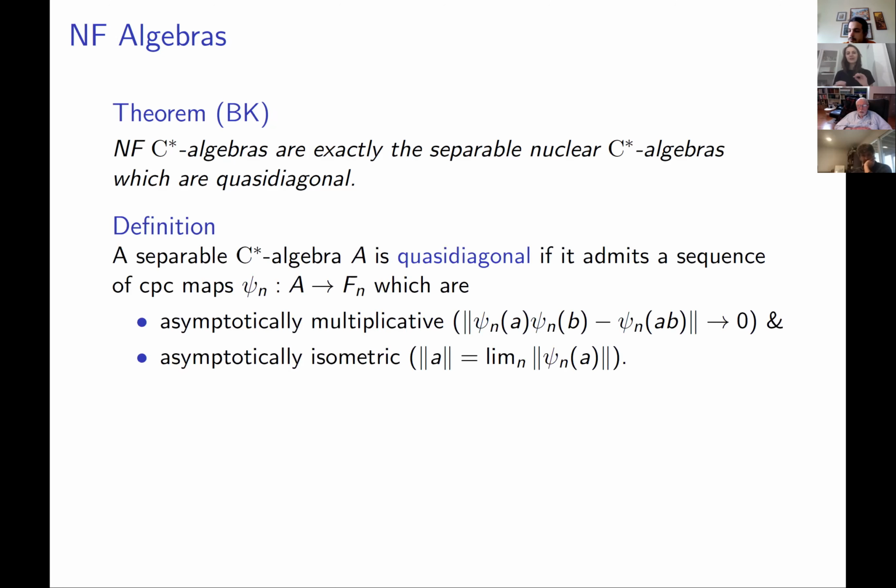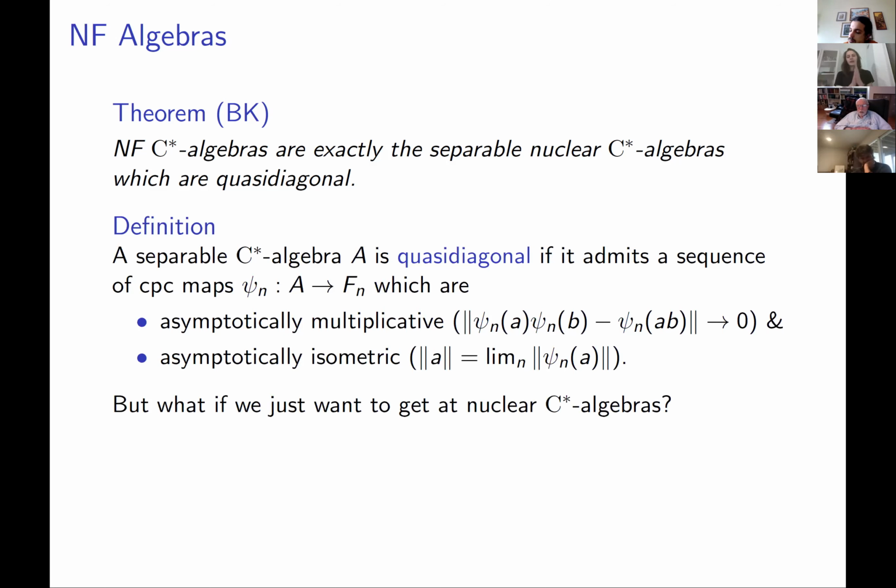And what does quasi-diagonal mean? So a separable C-star algebra is quasi-diagonal if it admits what I like to call a separating family of finite dimensional almost representations. So that means we have a sequence of CPC maps going from A into finite dimensional C-star algebras, which are pretty close to being actual representations. So they get closer and closer to being multiplicative, and they're separating. So that means that they get closer and closer to actually realizing the norm of any element in A.